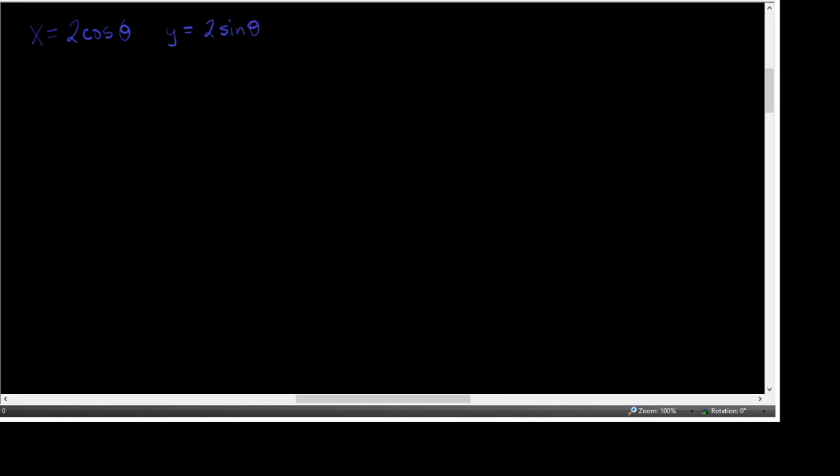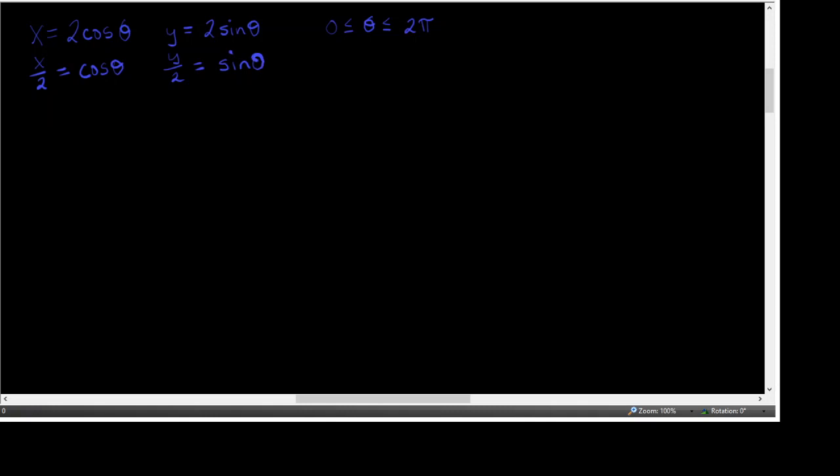So instead of solving for the parameter theta, which I do not want you to do, when there's trig functions involved, do not solve for theta. What I want you to do instead is solve for the trig function. Get the trig function all by itself. So in the first case, with the x equation, I would divide both sides by 2 to get x over 2 as cosine theta. Likewise, on the other one, I will divide both sides by 2 to get sine of theta by itself.